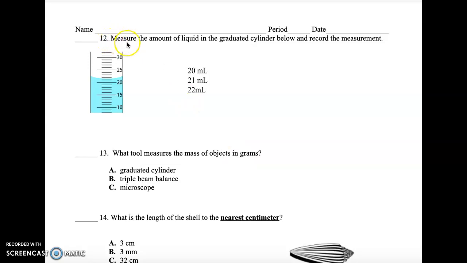Number 12. Measure the amount of liquid in the graduated cylinder below and record the measurement. This is your graduated cylinder, and you're going to circle the correct measurement. 20 milliliters, 21 milliliters, or 22 milliliters.